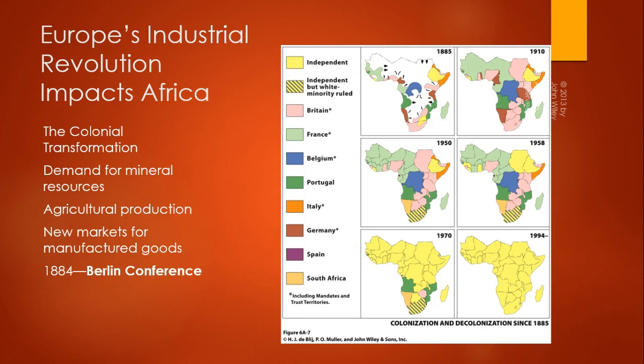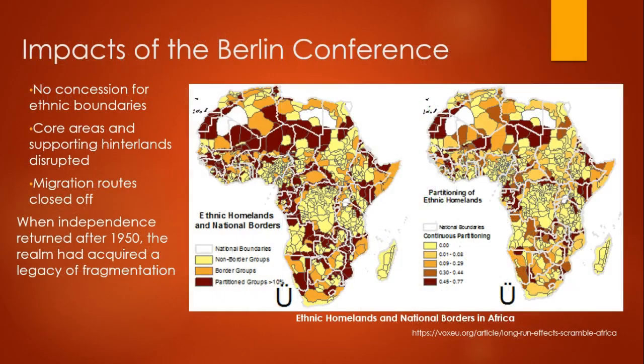By the time 1900 rolls around, you can see on our map that most of the control of these areas had been acquired. While you're looking at this map, note too that we don't really see colonization depart from the African subcontinent until 1994. So let's talk about the impacts of the Berlin Conference.